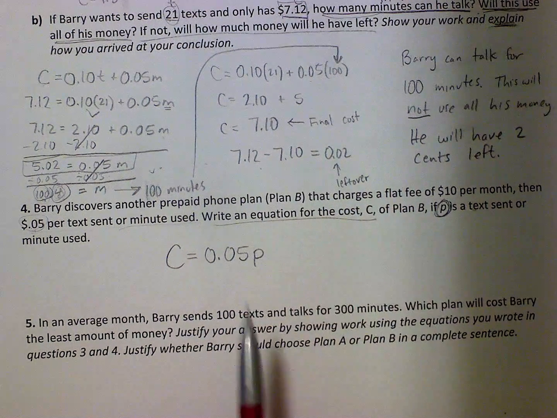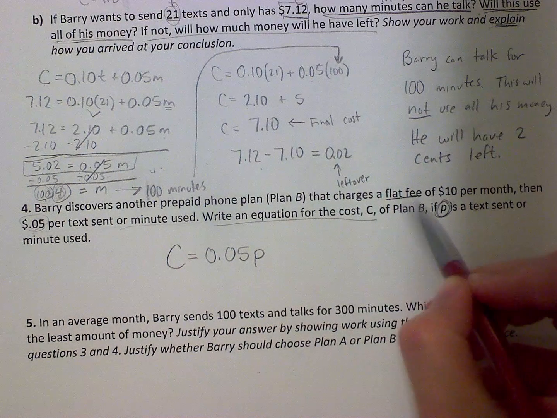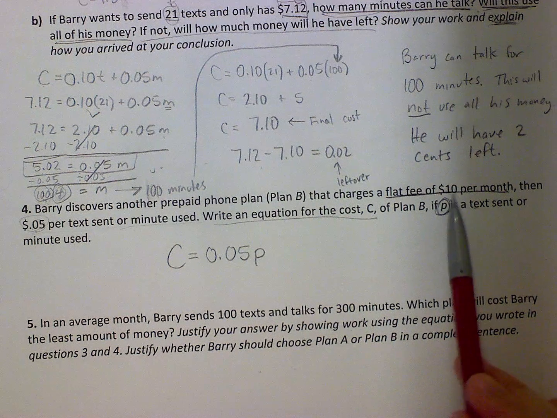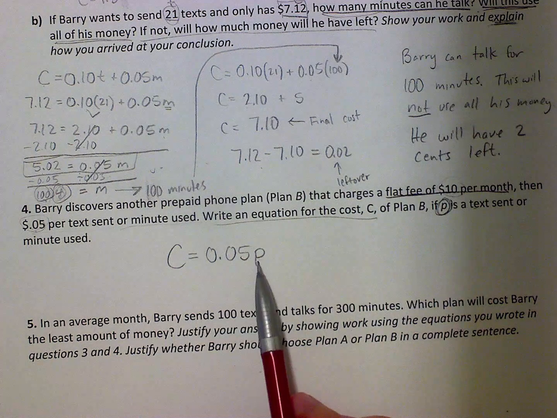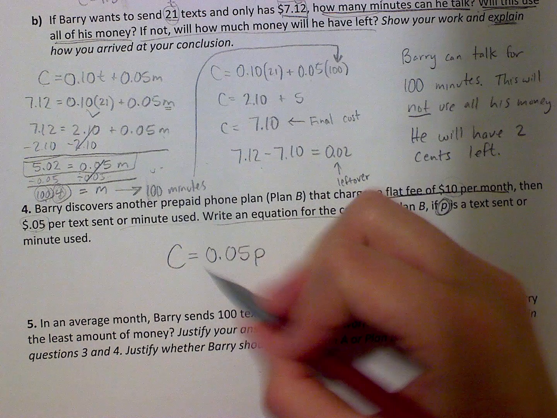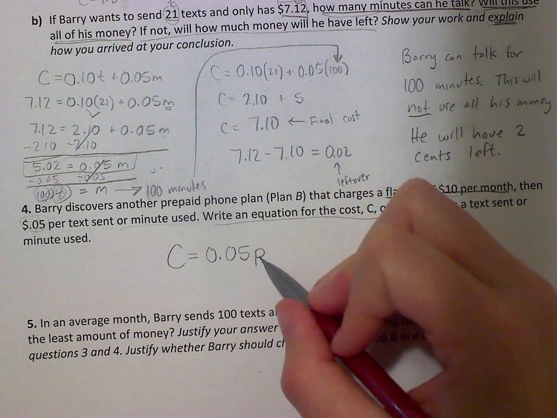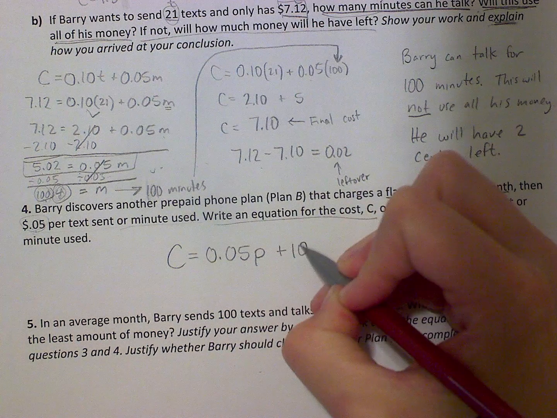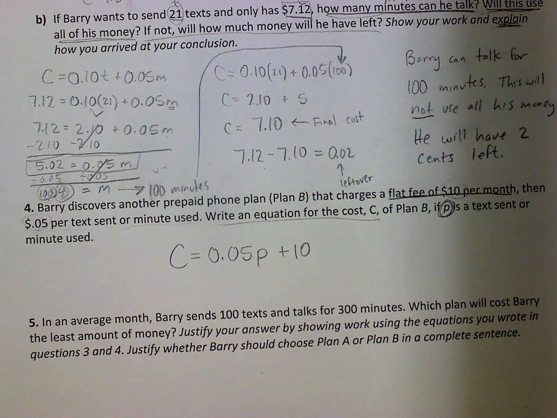But then what I haven't included yet is this. A flat fee means it doesn't change. It's the same fee no matter what. And so this means that I'm paying $10 a month. No matter how many texts and minutes I send, I have to pay $10 a month. So whatever cost I have for 5 cents each for texts and minutes, I also have that additional $10. So I'm going to add that $10. Okay, so there's my equation for plan B.